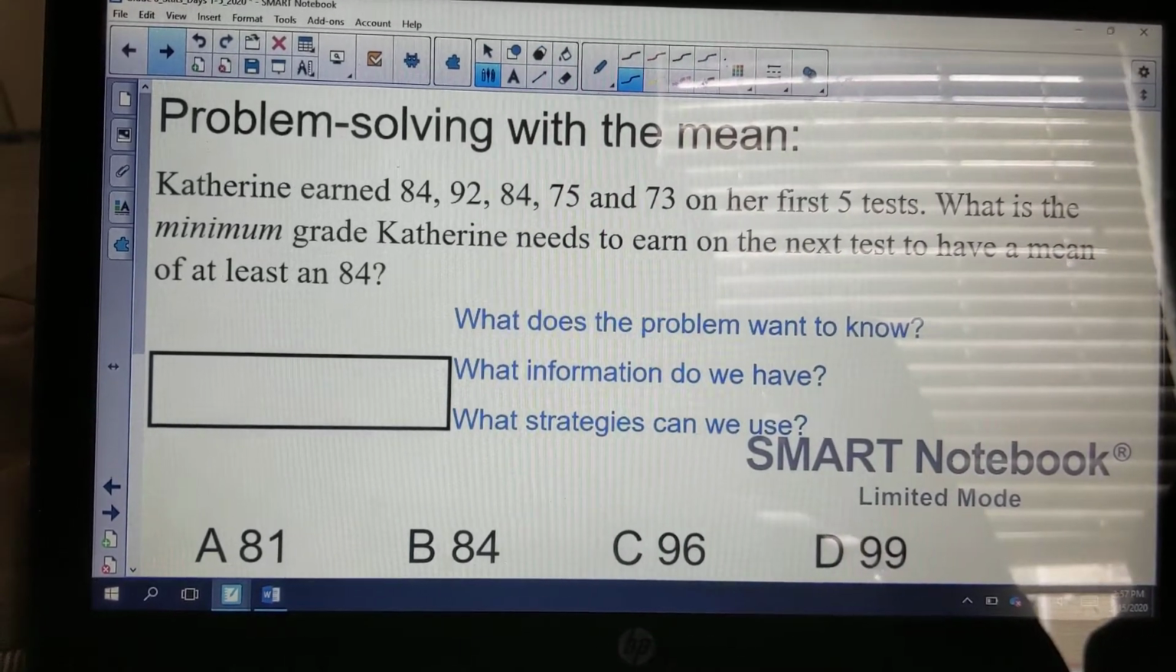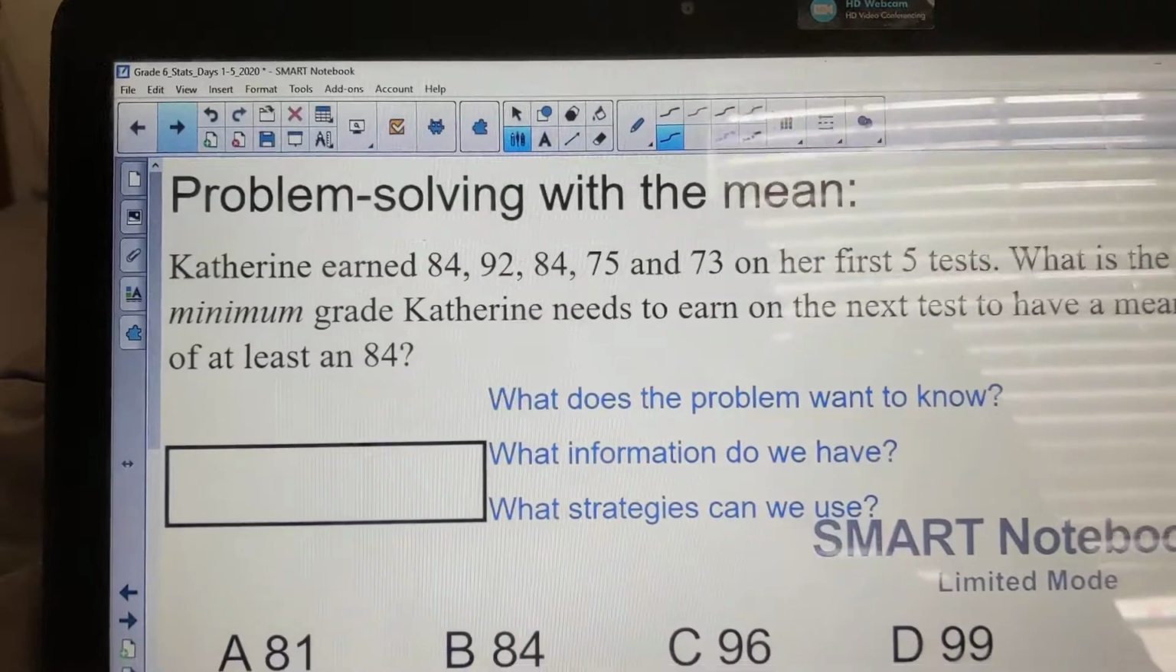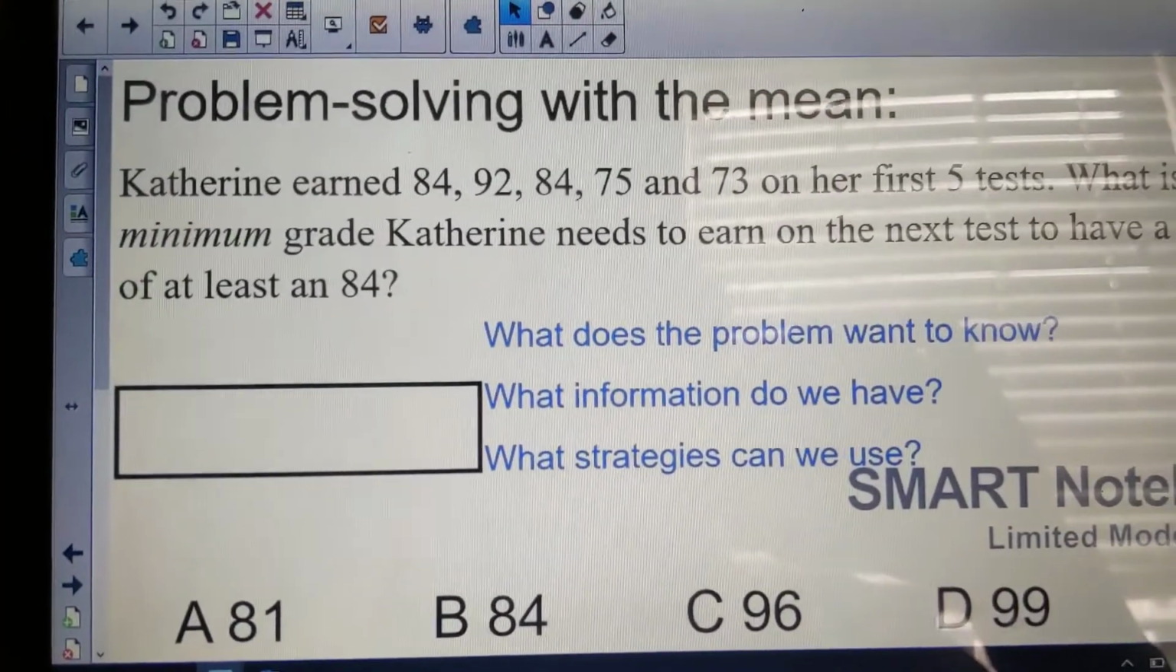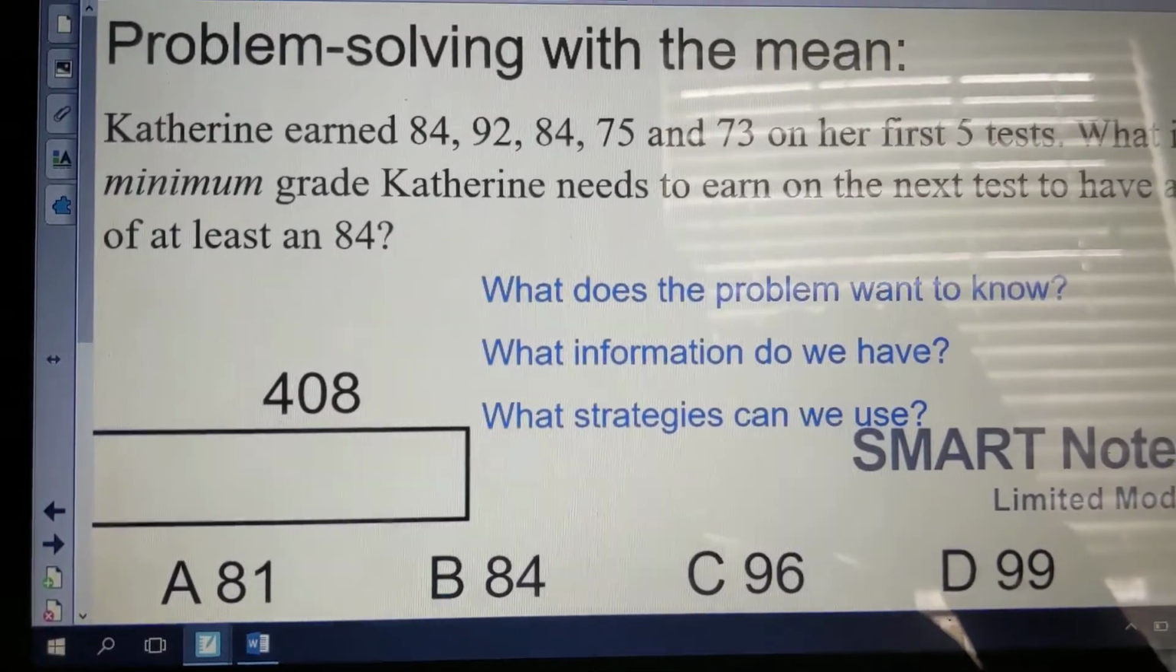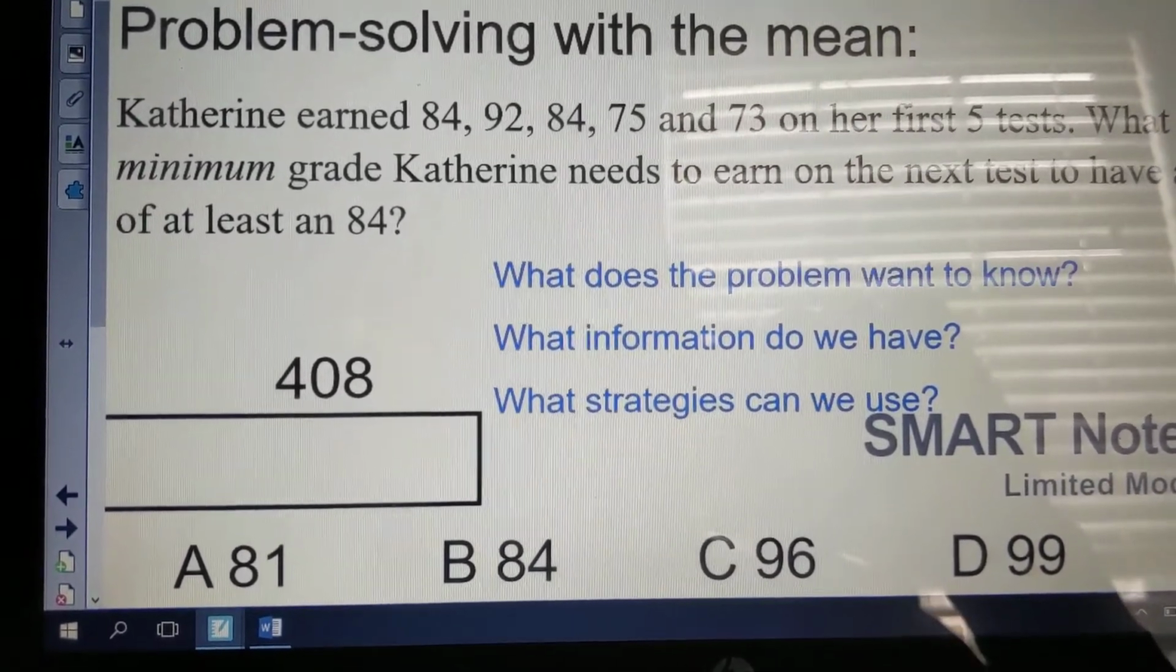So here's the easiest way to do this. Well, if we want to see how many total points she earned on her first 5 tests, we add those up. And when we add up her first 5 tests, she scored a total of 408 points.